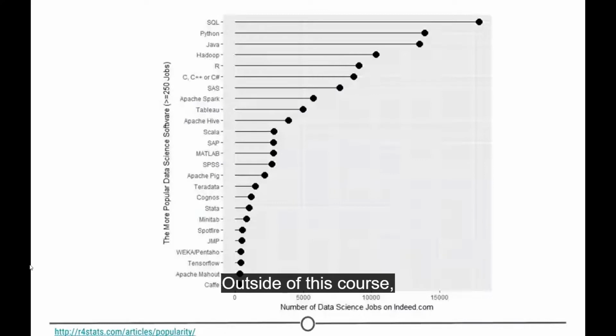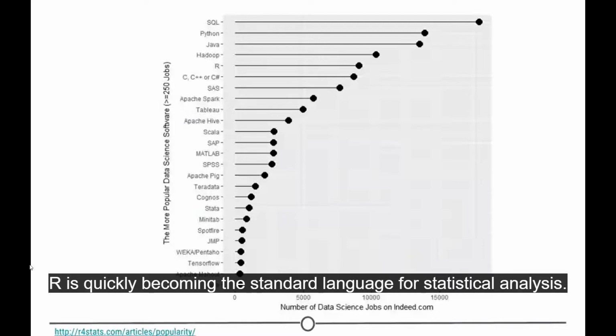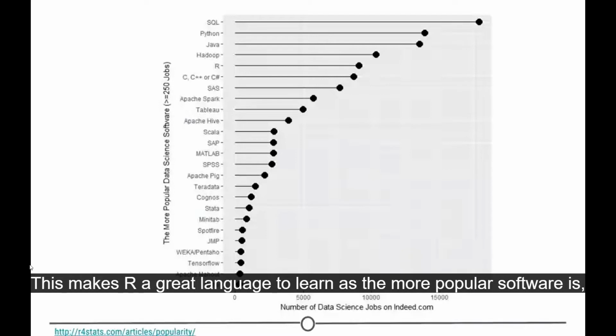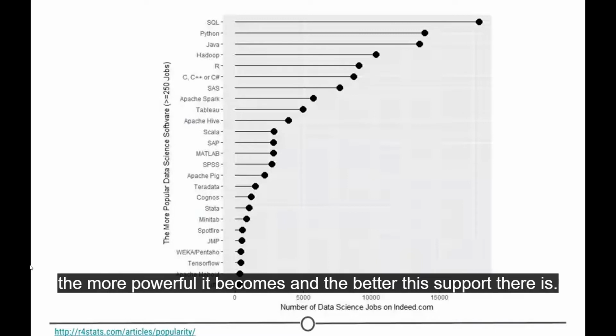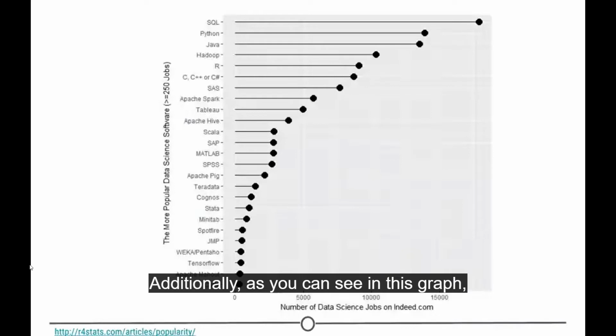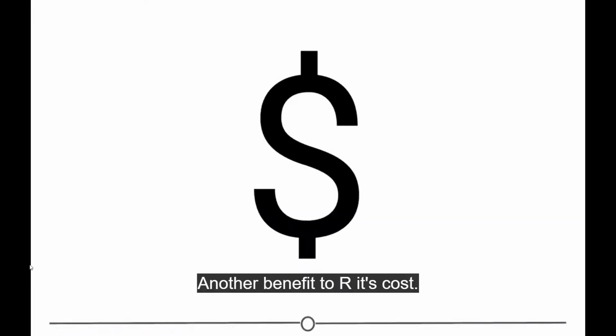Outside of this course, you may be asking yourself, why should I use R? One reason to want to use R is its popularity. R is quickly becoming the standard language for statistical analysis. This makes R a great language to learn, as the more popular a software is, the quicker new functionality is developed, the more powerful it becomes, and the better the support there is. Additionally, as you can see in this graph, knowing R is one of the top 5 languages asked for in data scientist job postings.